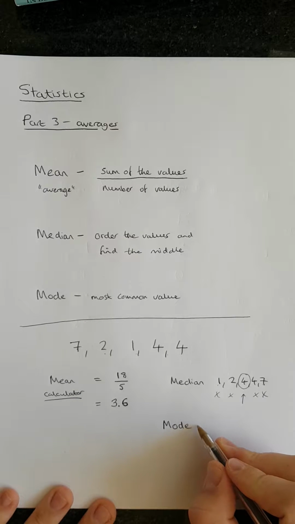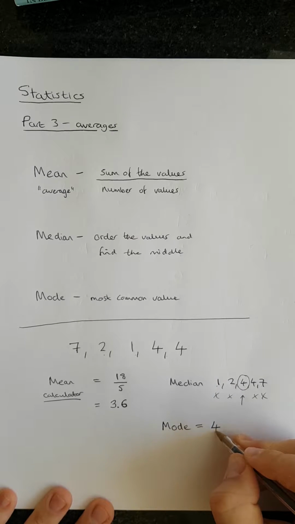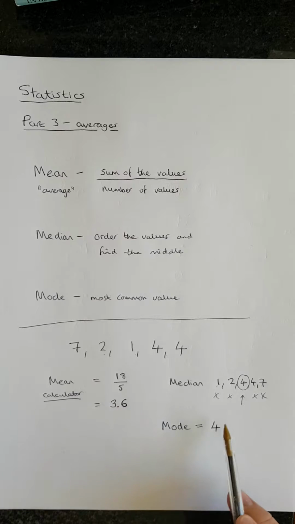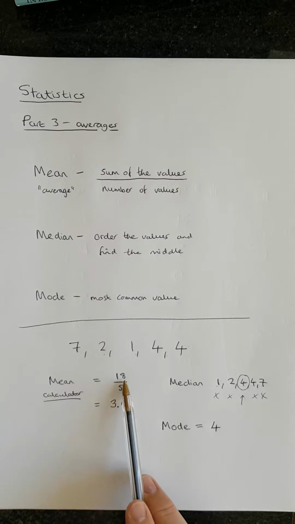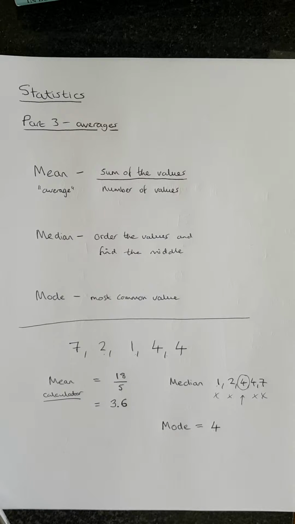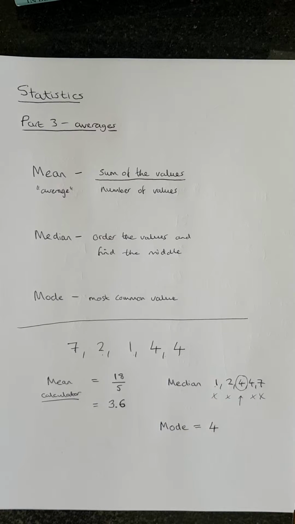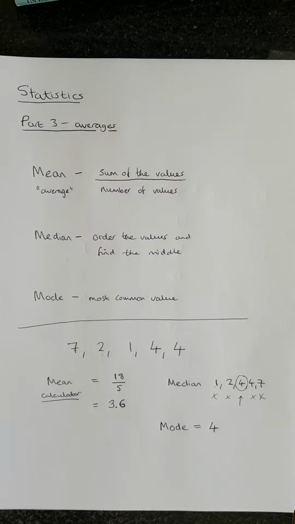What about the mode, which is the most common? Oh, that's nice and easy to spot. That's 4, because there are 2 of those. So, in this case, all 3 of our values are similar, which means they all give a similar impression of the data. The mean, where we sum the numbers up and divide it by how many there are. The median, where we order them and find the middle. And then the mode, where we look and see what is the most common value.